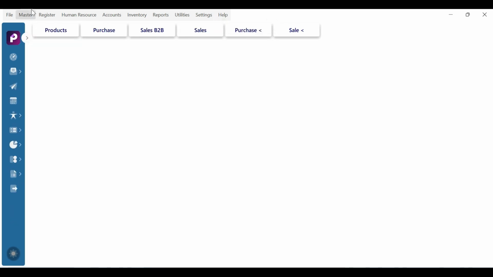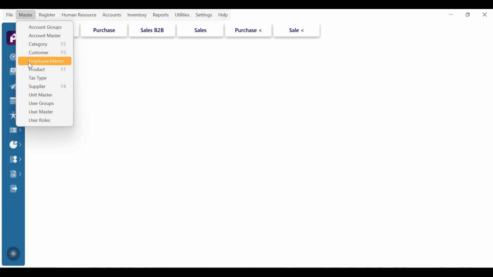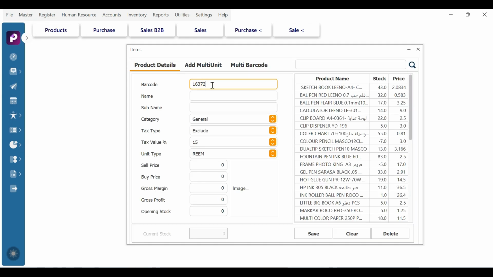Today we are going to see how to create a product. Select the product option under the master menu. Enter or scan the barcode. Leave it if the product doesn't have any barcode.